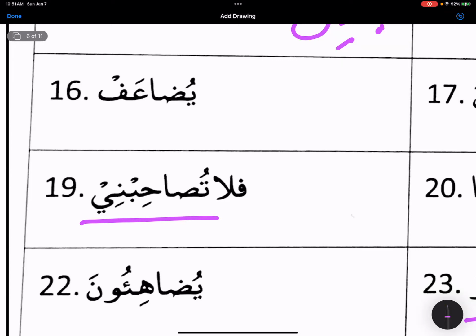Don't. So sahaba, yusahibu, right? Companion. That's again sahib. To jahid, fala tujahid.